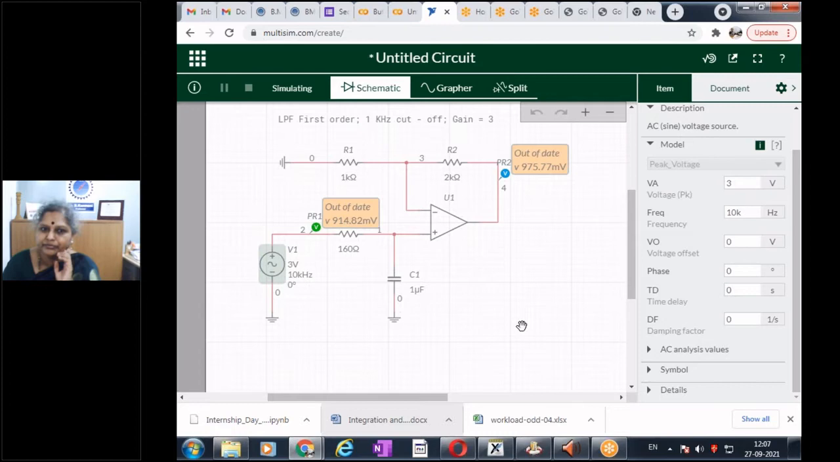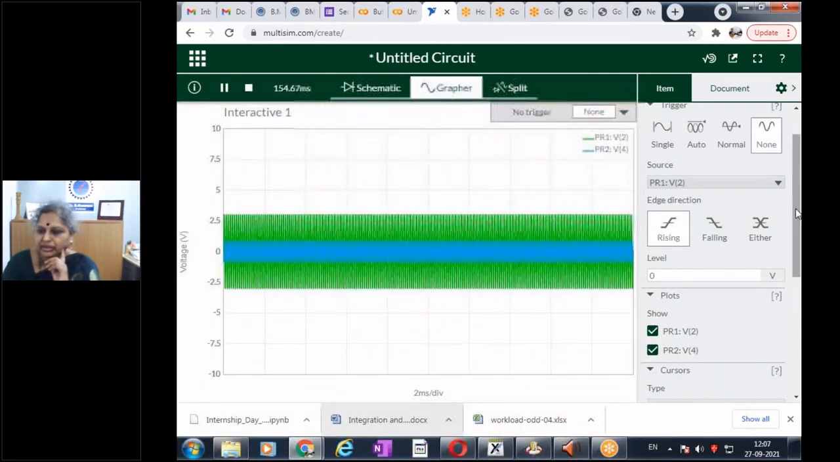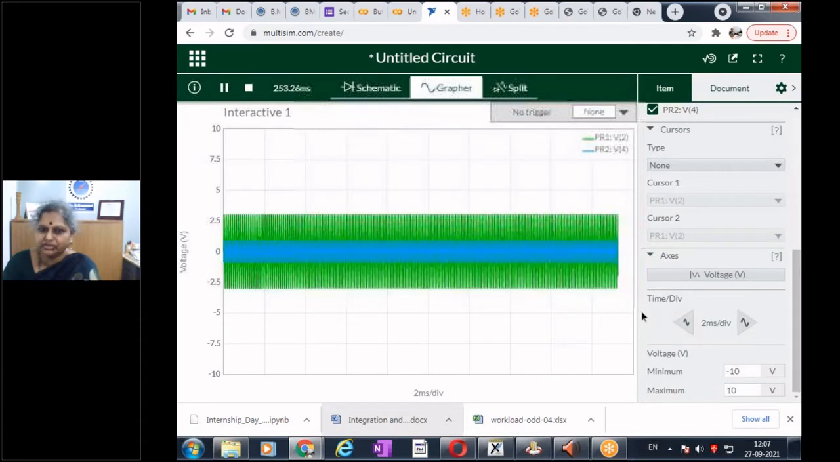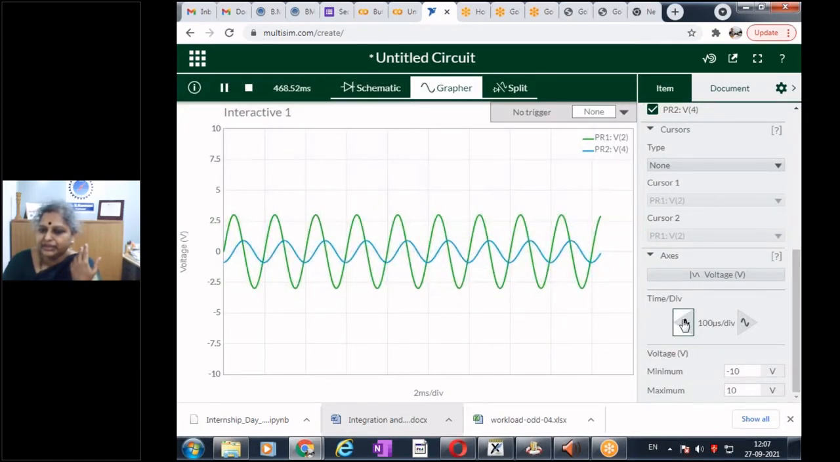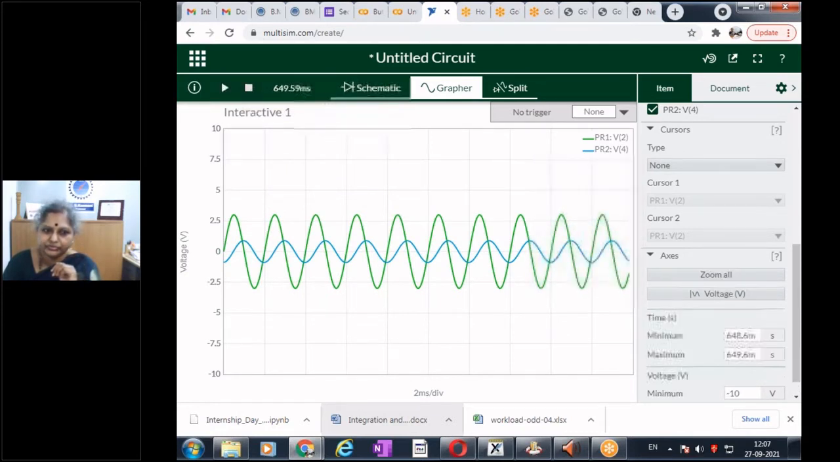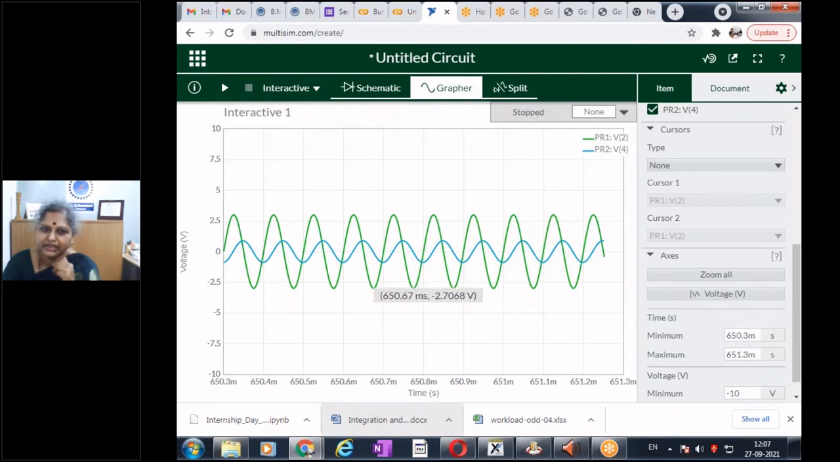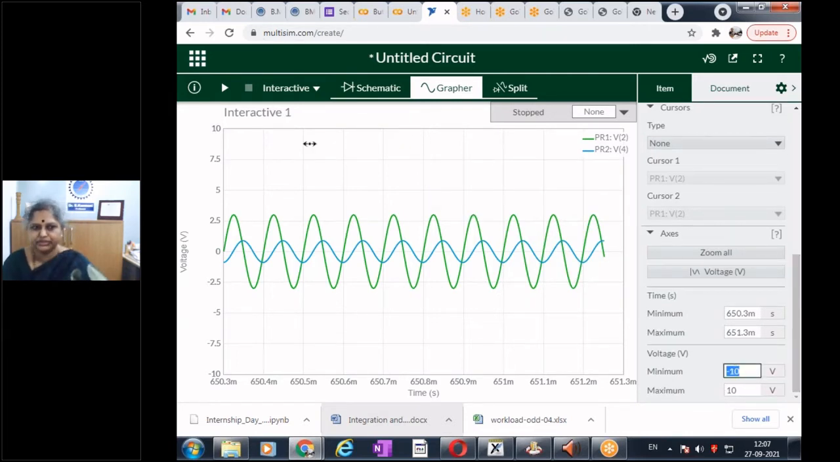Run it. And let us see the output. I need to expand it because I have suddenly increased my frequency. Let me expand it and see the output. So make a note. Let me expand it in terms of magnitude also.